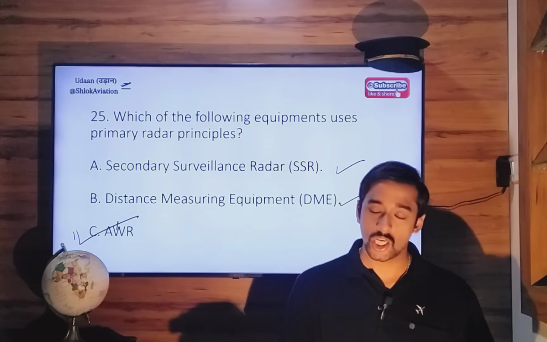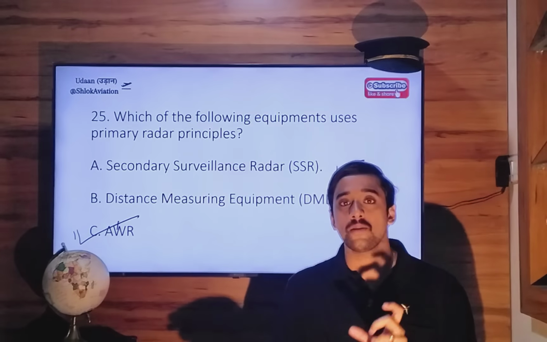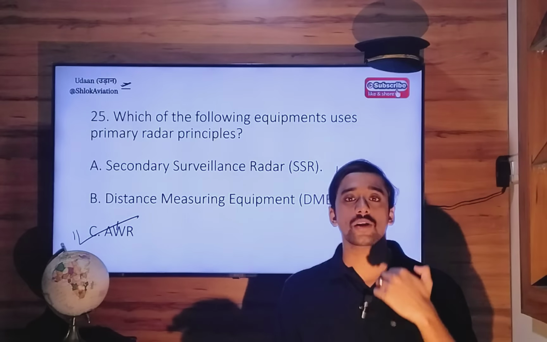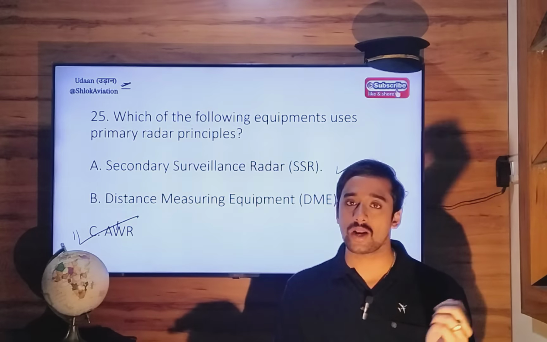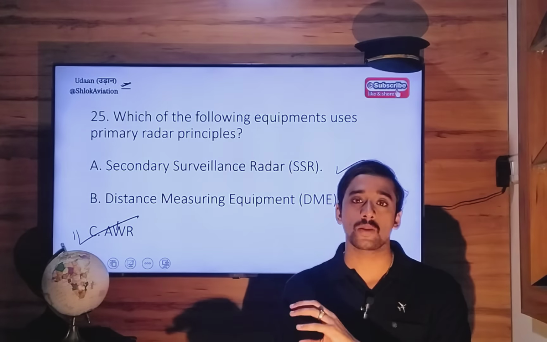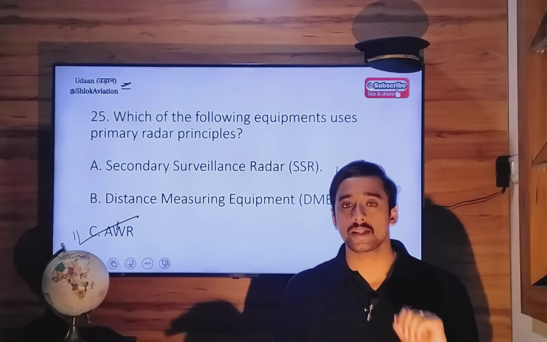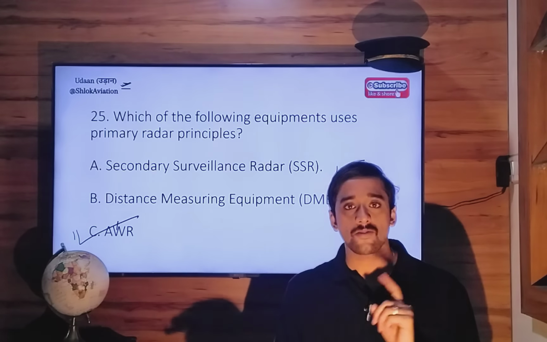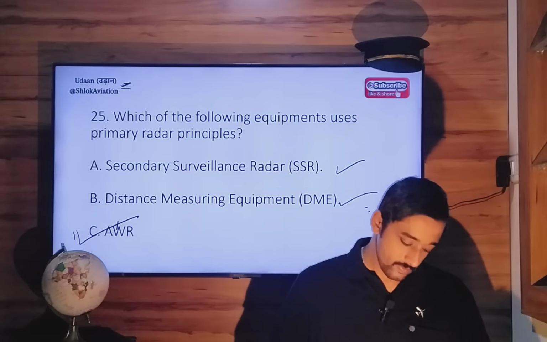So option C, airborne weather radar, is what works on the primary radar principle. You are going to transmit a radio beam in one direction. That will strike all large raindrops, water droplets in the cloud, and get reflected back at the transmitter. So the frequency is going to remain the same.